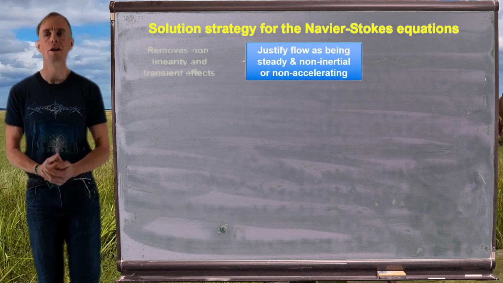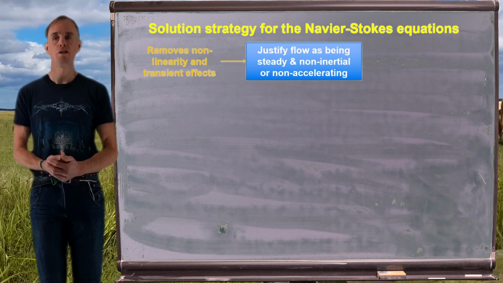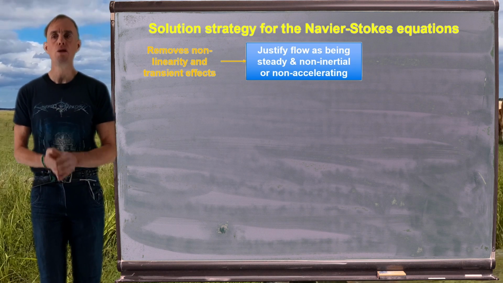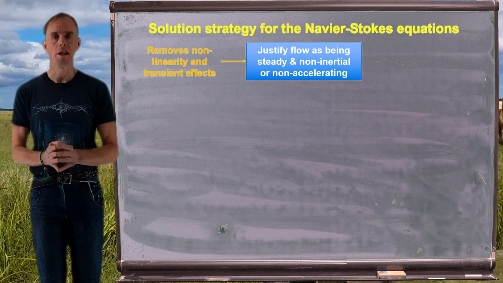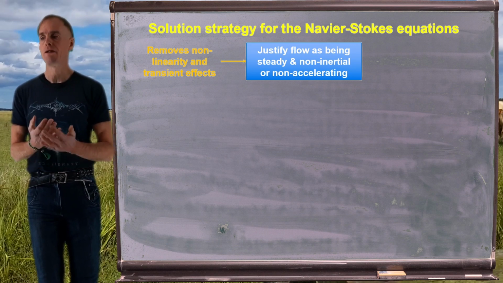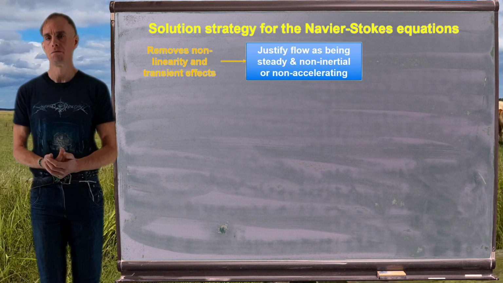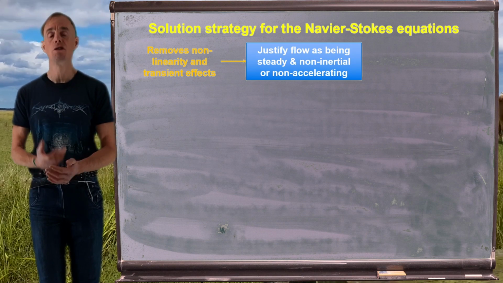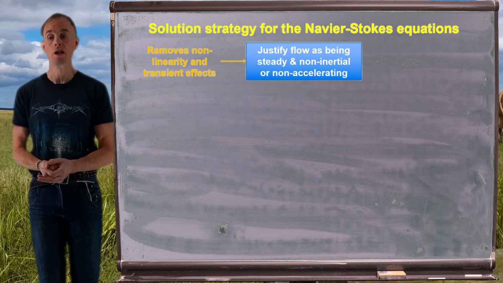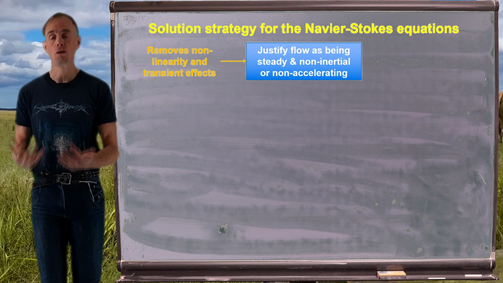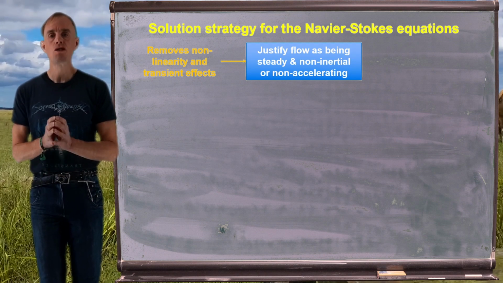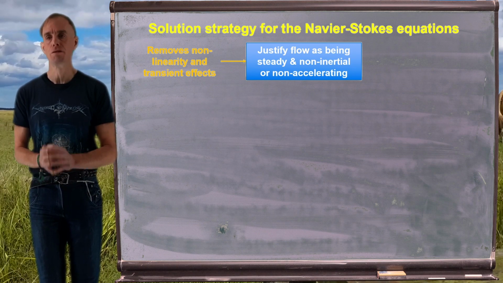So on the board, I've just put the first step of our solution strategy. Now this first step involves removing the nonlinearity and transient effects. From an analytical standpoint, what we'd like to do is to solve some ordinary differential equations, not partial differential equations. If we can solve a linear ordinary differential equation, then we can do so with the mathematics toolkit that we've already got. In order to do this, we need to somehow justify eliminating the substantive derivative.